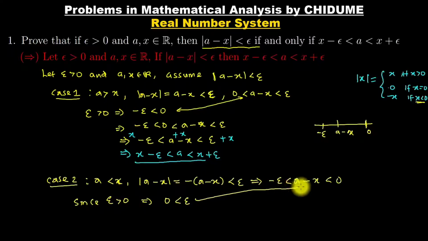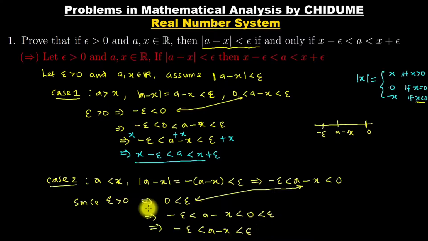Now if I combine these two inequalities together, I'm going to have negative epsilon less than a minus x, which is less than 0, which is less than epsilon. Or I can write this as negative epsilon less than a minus x, which is less than epsilon.